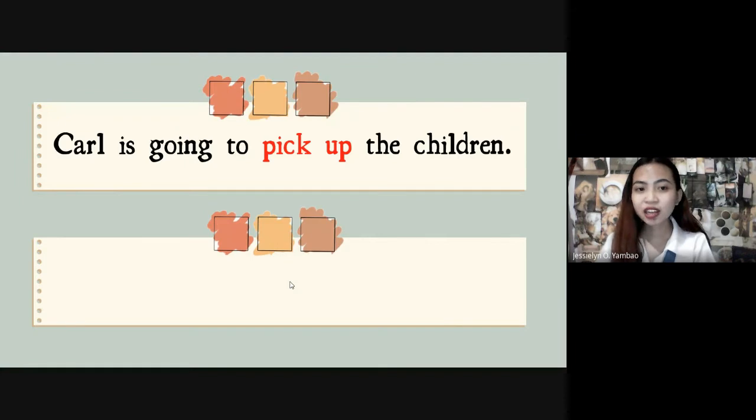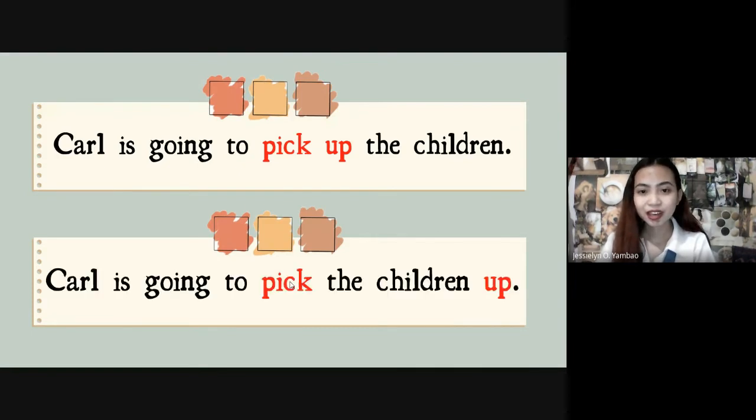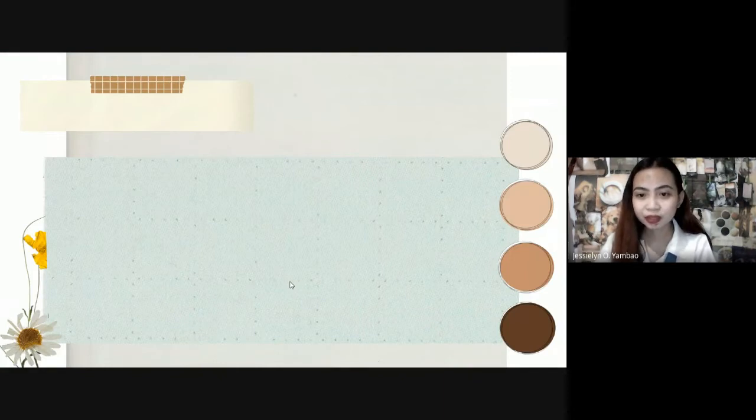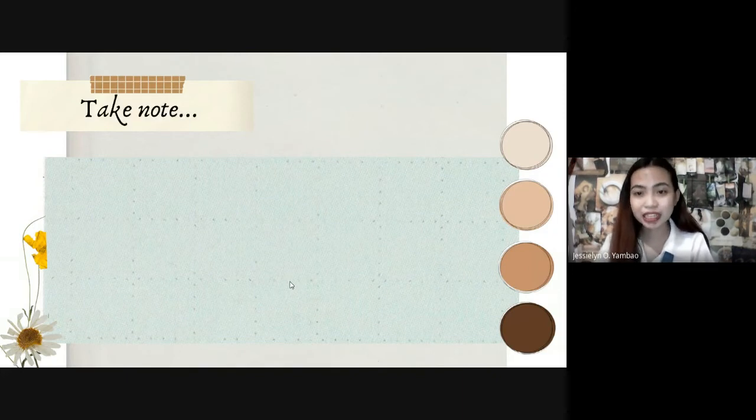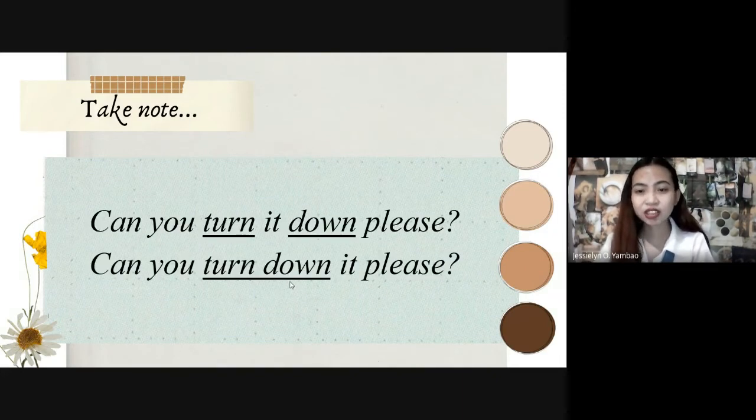Number 1, Carl is going to pick up the children. Pick up is the multi-word verb. Next, Carl is going to pick the children up. Still, pick up is the phrasal verb. But the difference is the direct object is placed between the verb and the preposition or the adverb. Take note of that rule, okay? And do note that even though in the first sentence the multi-word verb is together and in the second sentence the multi-word verb is apart, the meaning is still the same.